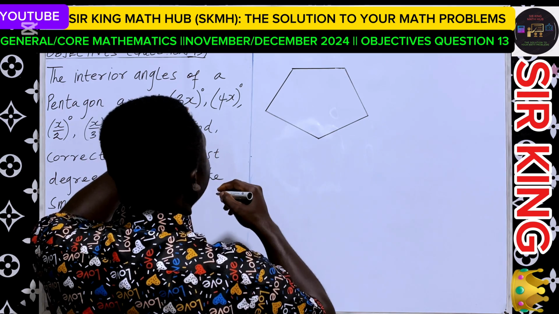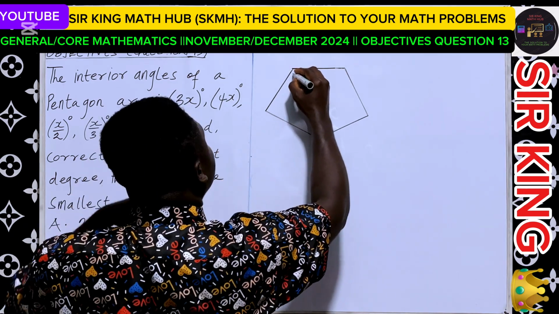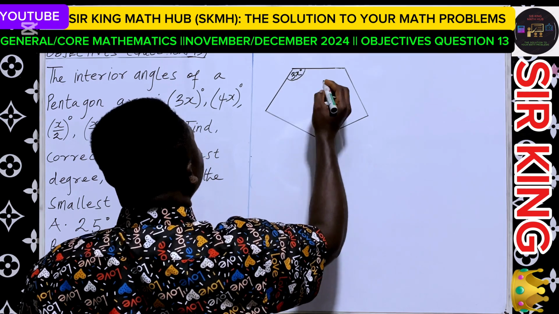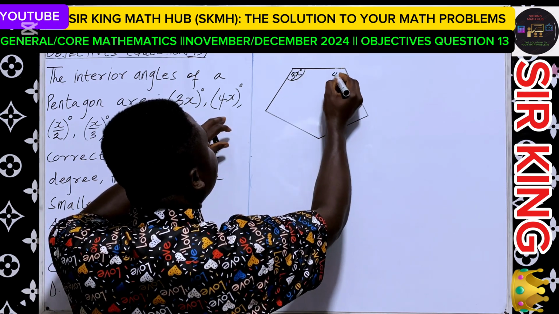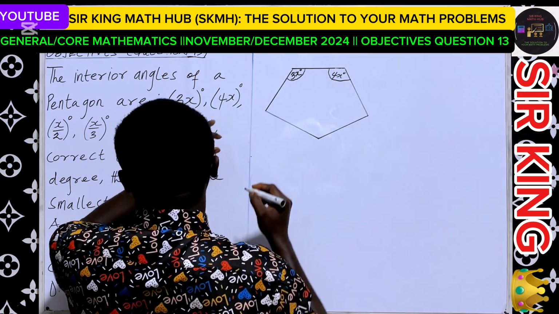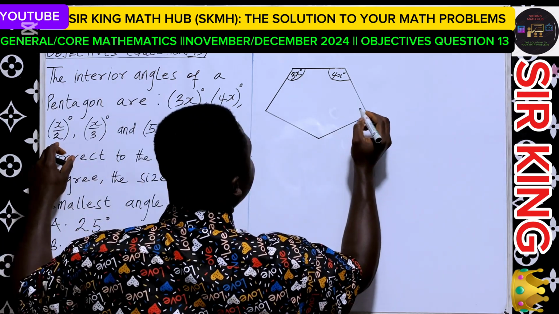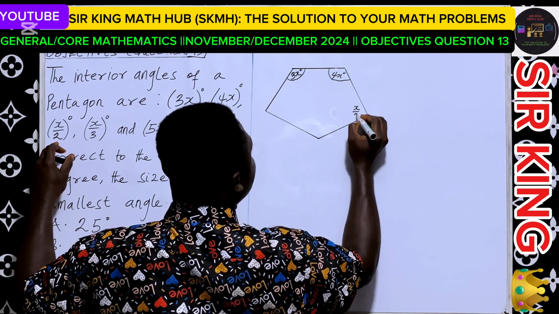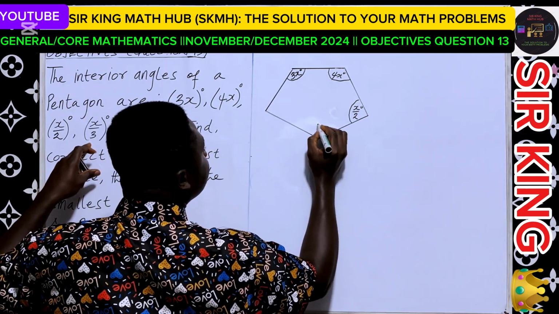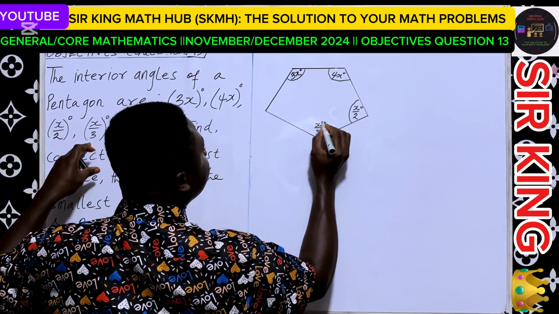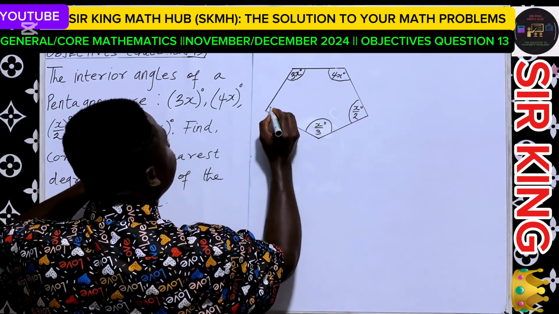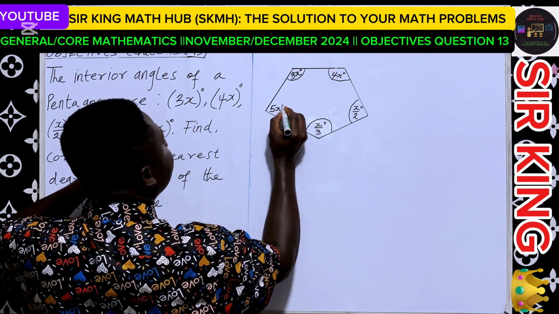So starting with the first interior angle, 3x degrees, we have 4x degrees as the second interior angle. The third interior angle, we have x on 2 degrees. The fourth interior angle, x on 3 degrees. And then the last interior angle, 5x degrees.